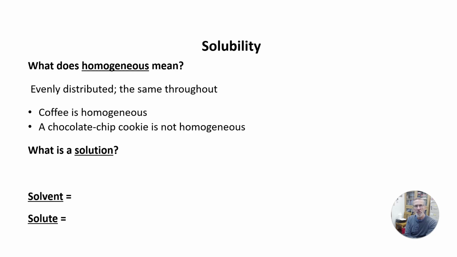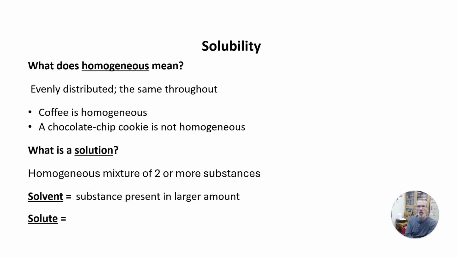However, a good example of something that isn't homogeneous, we would say this would be heterogeneous, is a chocolate chip cookie. You take one bite and you get a chocolate chip, you take a different bite, you get a chunk of oatmeal, etc. So there's a great example of something that isn't homogeneous. All right, so when we understand what homogeneous means, a solution is simply the homogeneous mixture of 2 or more substances. And so coffee is, in fact, a solution.